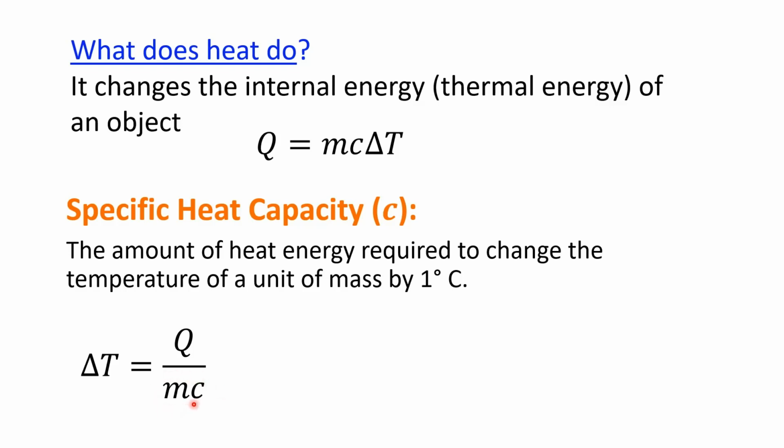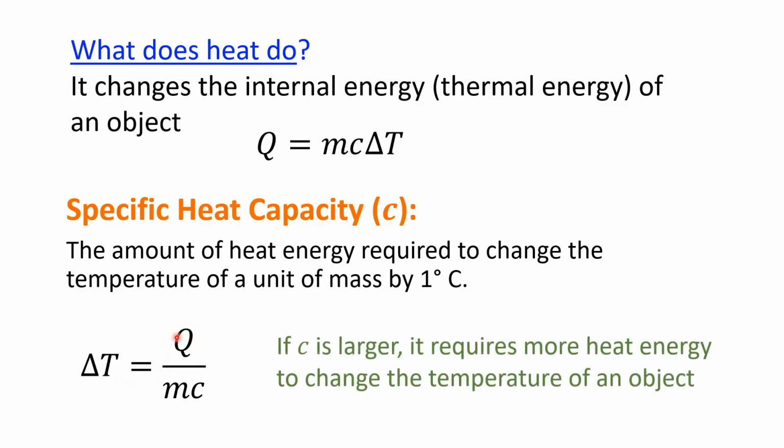Mathematically, though, we can't ignore that when we write the heat equation above in this form, we can see that the specific heat capacity is in the denominator, which means that if you have a larger specific heat capacity, the change in temperature will go down for a given amount of heat. Or maybe we can say it this way. If the specific heat, the C here, is larger, it requires more heat energy to change the temperature of an object.